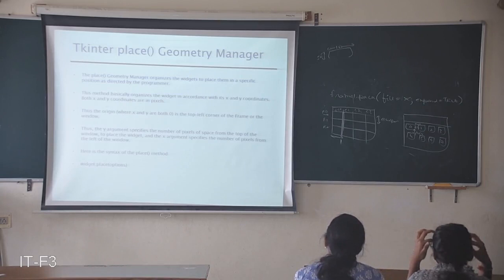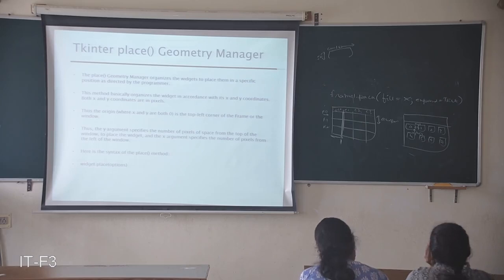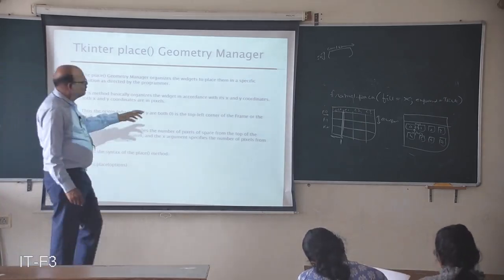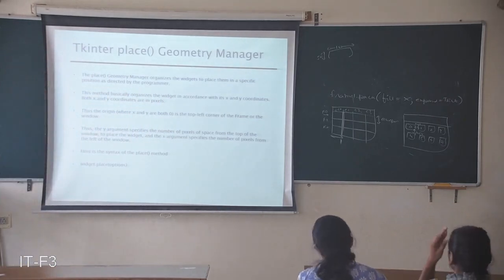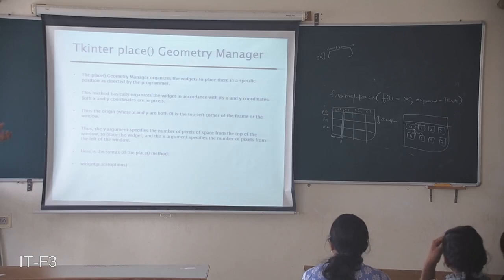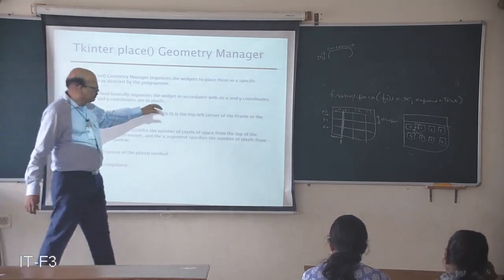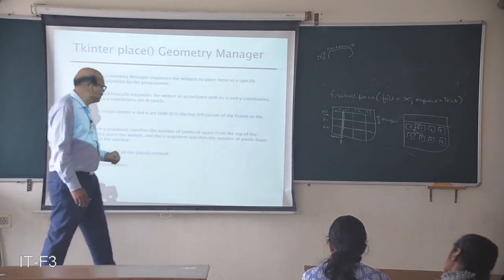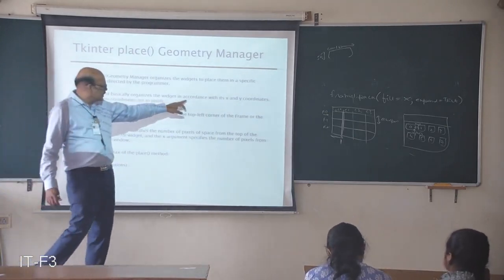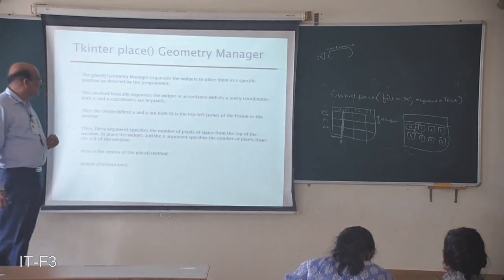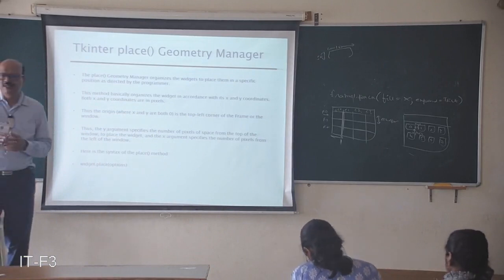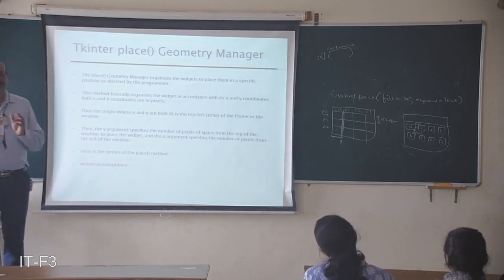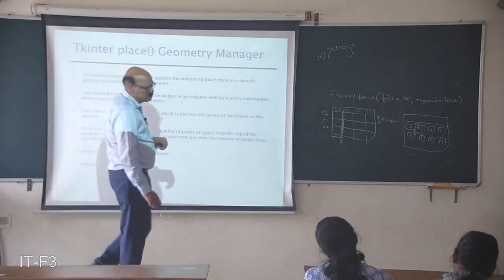So the last type of geometry manager is called place. Now generally we rarely use this. It allows the programmer to decide their own geometry. Here you can place the widget at an x and y coordinate. This method organizes the widget in accordance with its x and y coordinates. Generally, when you want to precisely place the GUI widgets at a desired position, you can use this place.